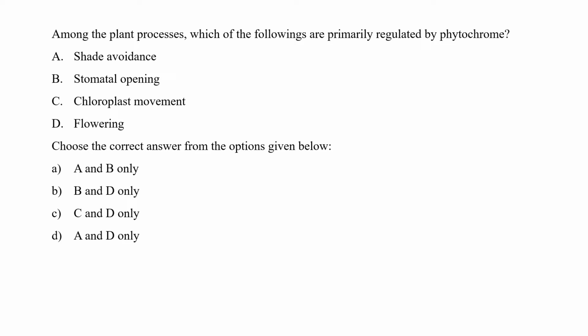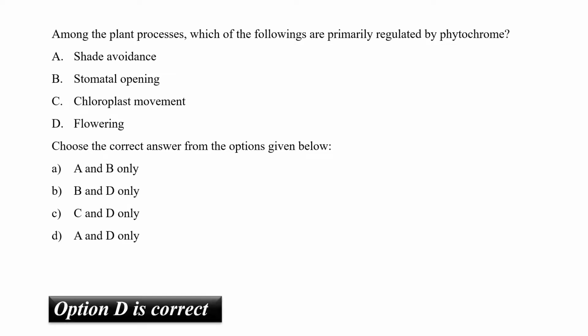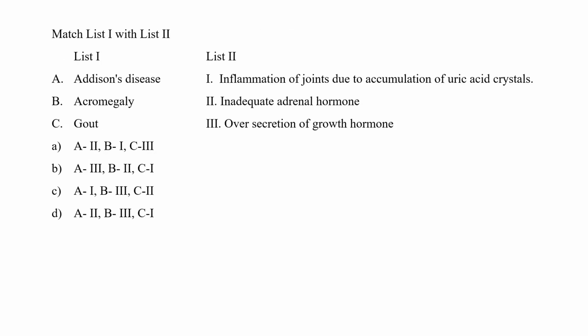Now, the shade avoidance response is also controlled by phytochrome photoreceptors. So, the low red to far red light ratios enhance ethylene production in wild-type tobacco, resulting in shade avoidance response, whereas ethylene insensitive plants show reduced shade avoidance response. The correct answer here is option number D, A and D statement, which is shade avoidance and flowering.